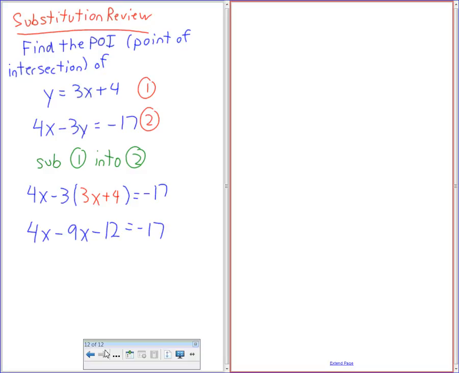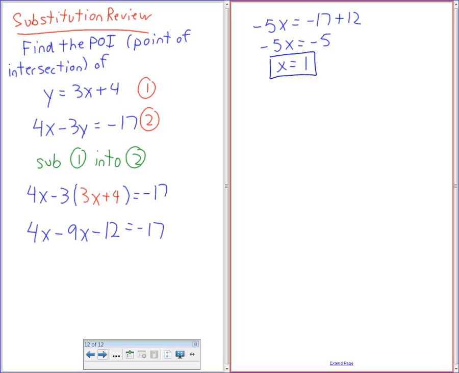Who wants to properly use your algebra skills and finish this off, please? Why would you... Because if there were brackets here, that would mean they're both multiplied, right? But because there's no bracket, you don't have to. Okay. Luke, go. Negative 5x equals negative 17 plus 12 equals 5. So it would be x equals 13.